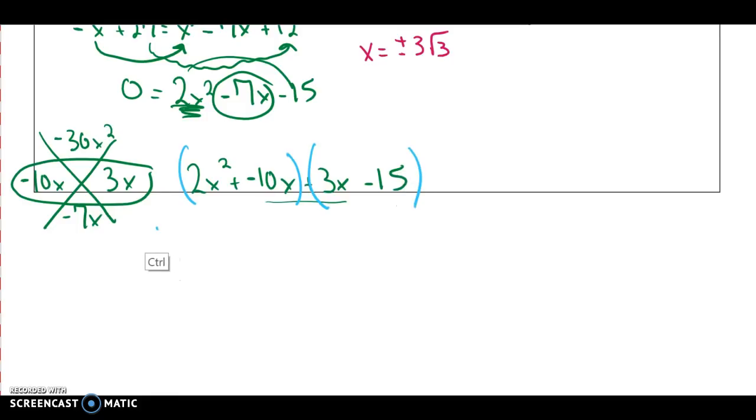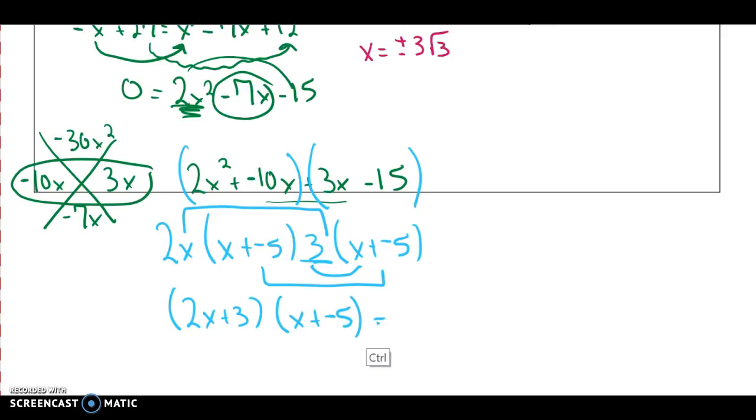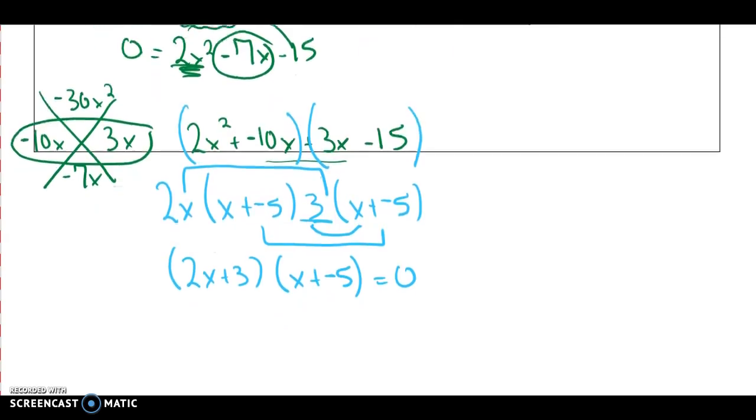In the first set of parentheses, I have a 2x, and then I'm left with x plus -5, which, remember, is what the next set of parentheses needs to be. And then that would force me to take something out. So what times x gives me 3x? That would be a 3. And then my factors are 2x plus 3, these things on the outside, and then the matching set just once, though. Okay? And now what's going to make them equal 0?